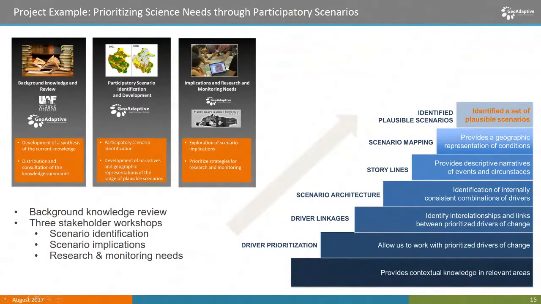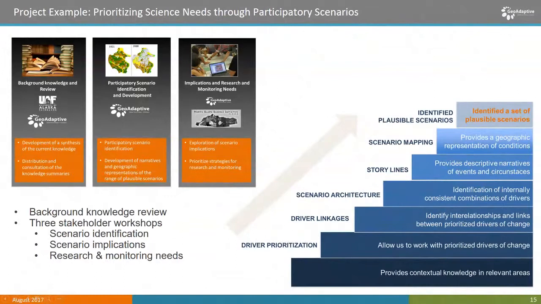The first workshop was focused on identifying and developing the scenarios. One of the things that was really interesting about this project was how sensitive people were about words. We couldn't use the word scenario development because development had an implication that there might be future growth or expansion of the oil and gas industry, so we tried to use identification. And another example of that is we couldn't use the word impact, we had to say implication because impact included a value judgment. And because of the diverse range of stakeholders that we included in this, we had to try to avoid offending anybody and make sure everyone's opinions were included in the process.